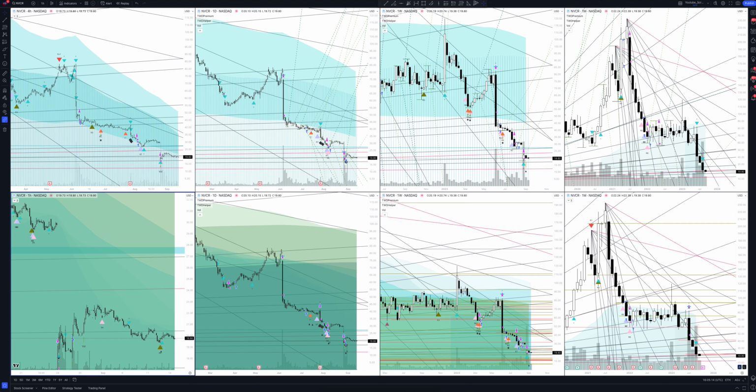Today we will take a look at NovoCure Limited stock. Let's analyze the market situation and find out how you can make money on it. Let's start.